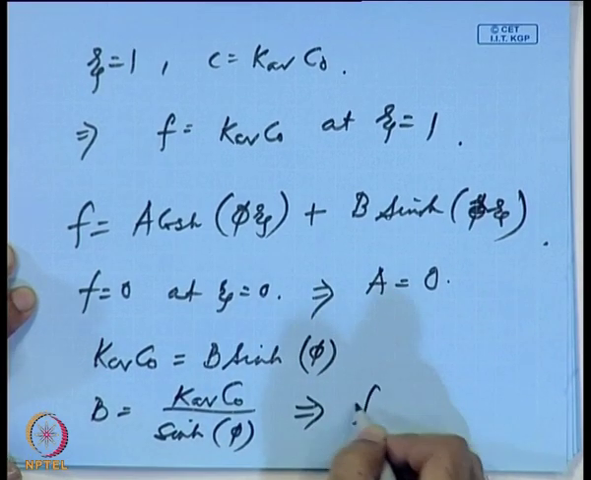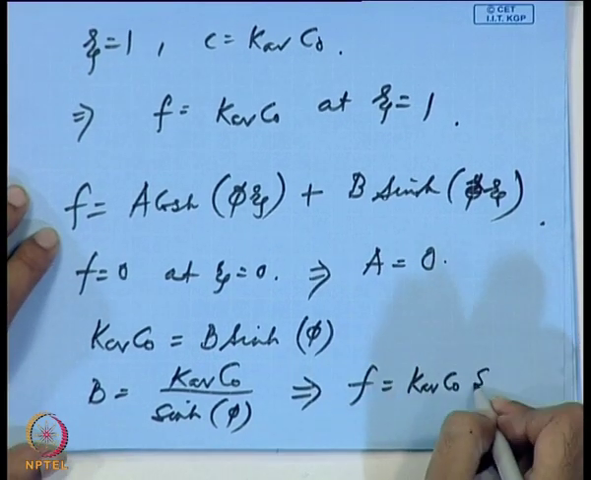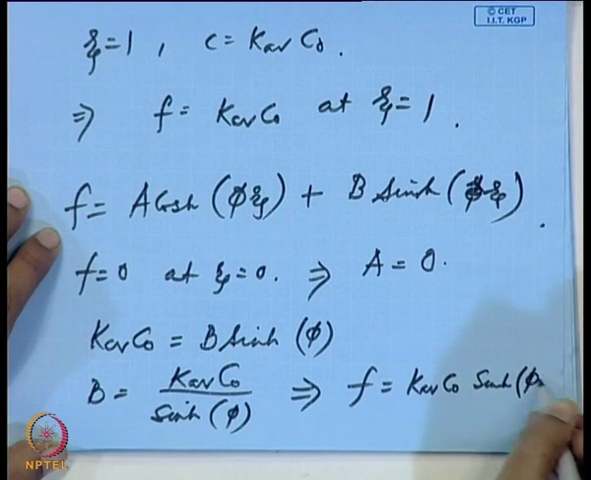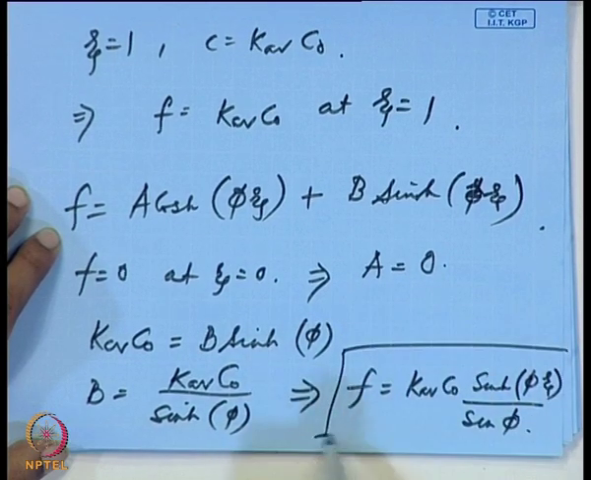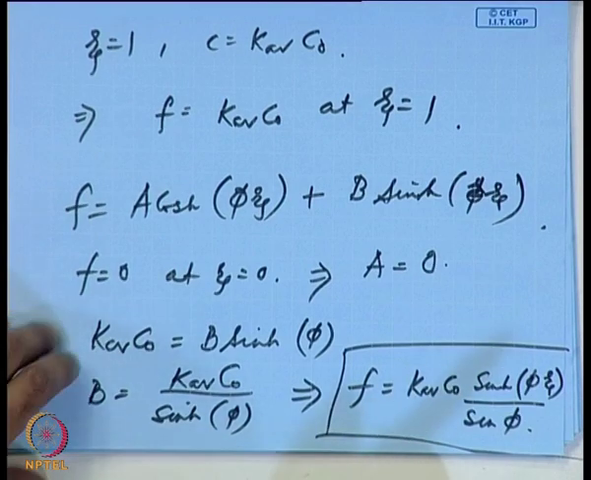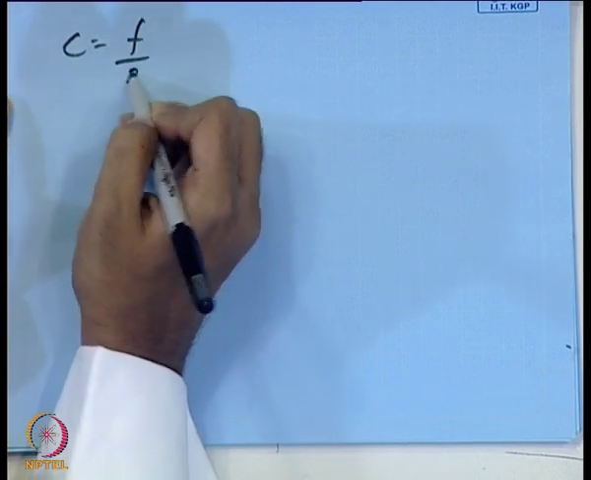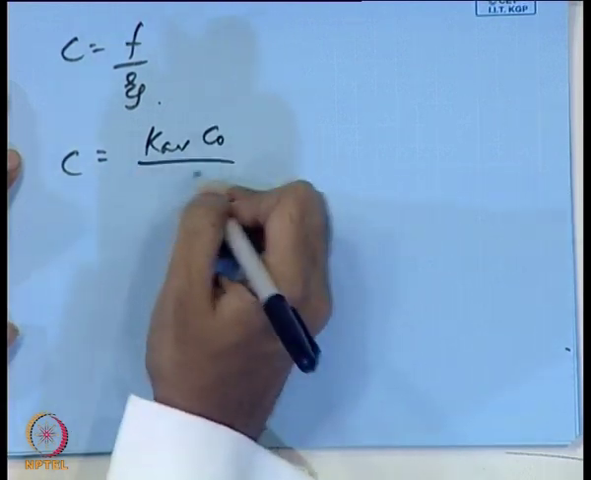That means my F is kV C naught sine hyperbolic. So, this is my final form for F that we get. What is left now? Converting into C is not a problem. So, C is F over eta, which is kV C naught over psi.